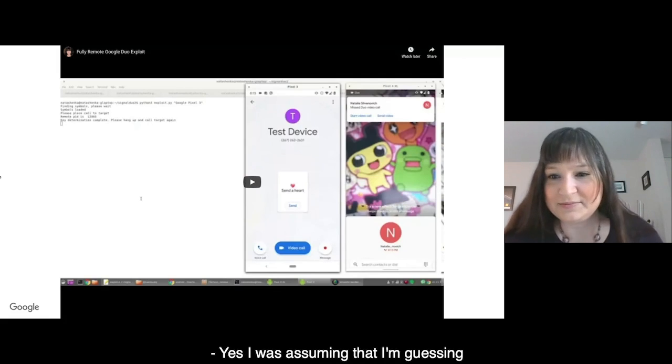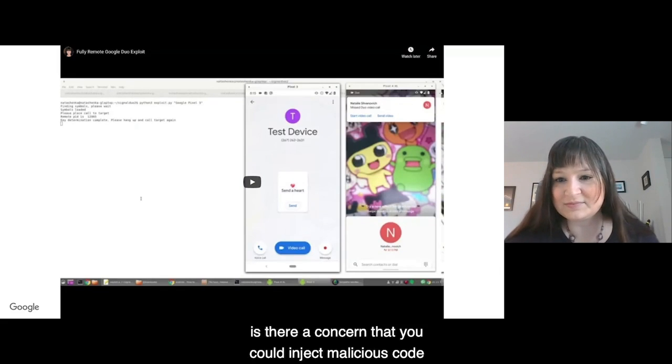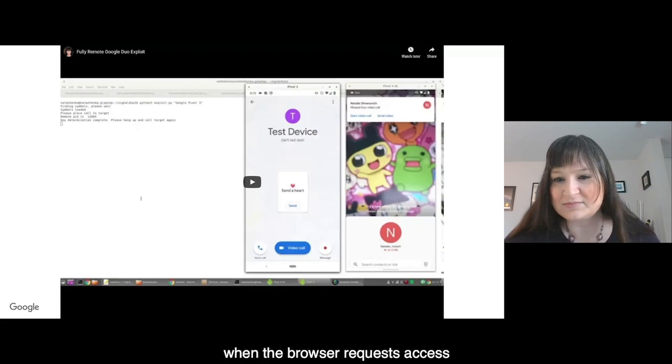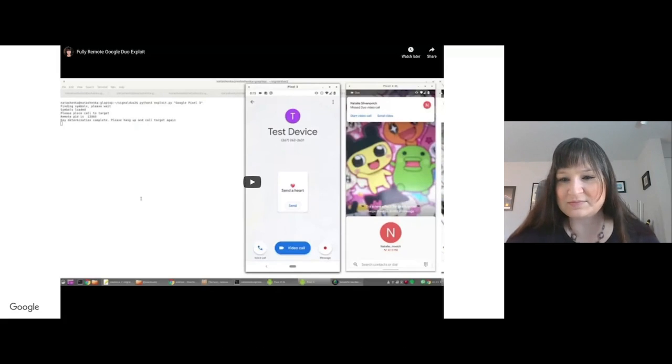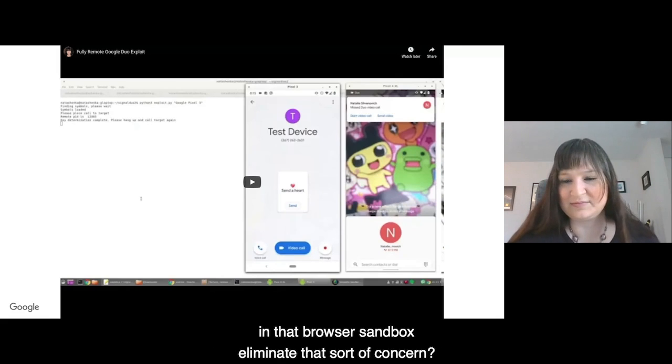I'm guessing, if Hugo's talking about in the browser there, is there a concern that you could inject malicious code when the browser requests access to the camera and microphone in a normal getUserMedia in a normal WebRTC call setup? Or does the fact that you're in that browser sandbox eliminate that sort of concern?